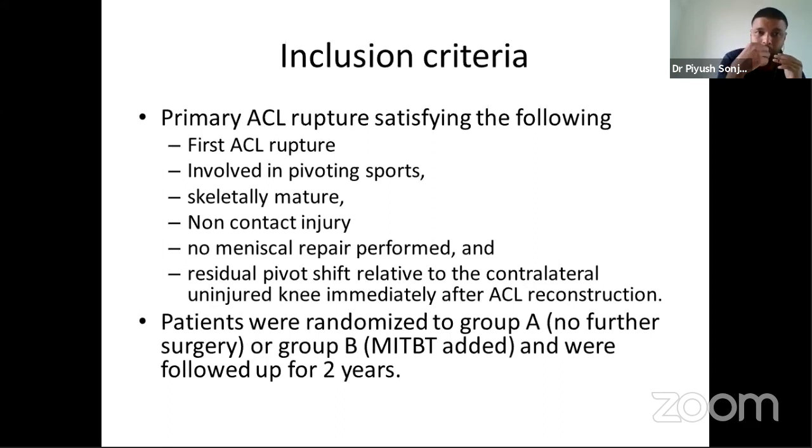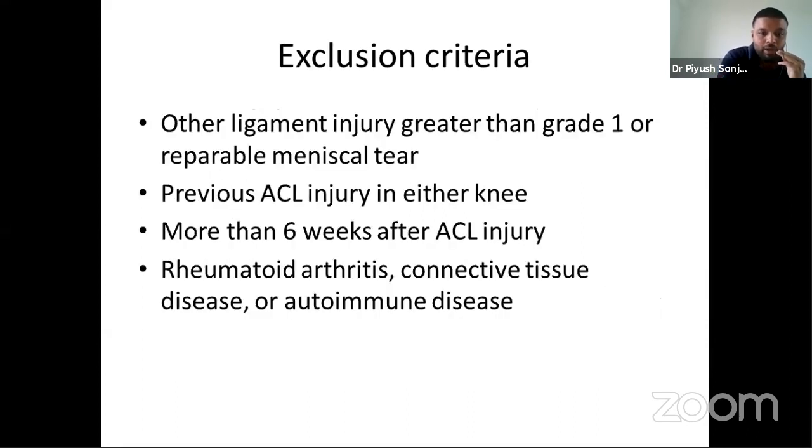The patients had a first ACL rupture involving pivoting sports, were skeletally mature, had a non-contact injury, no meniscal repair performed, and residual pivot shift. These are the inclusion criteria. Patients were randomized by a computerized method to group A and group B, and a 2 year follow-up is included in this study.